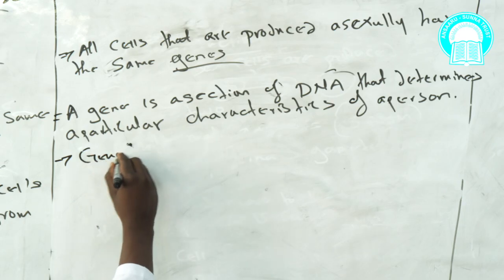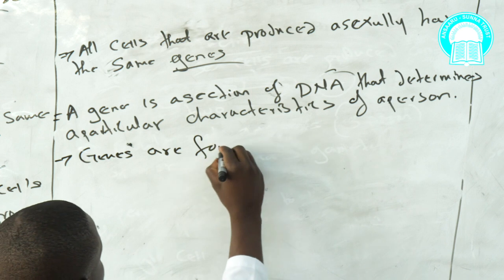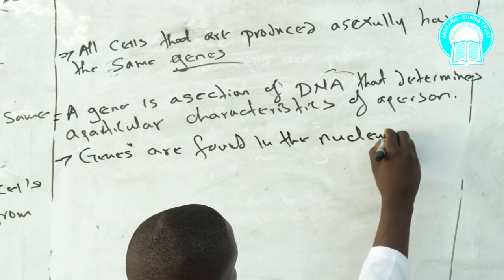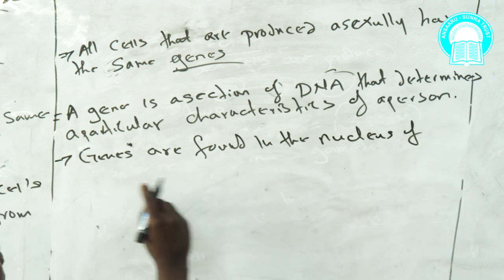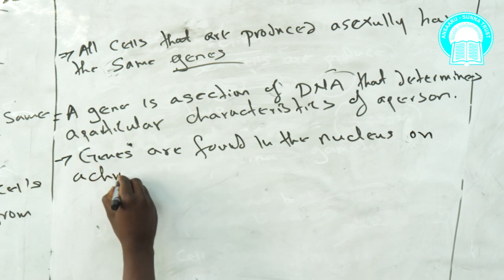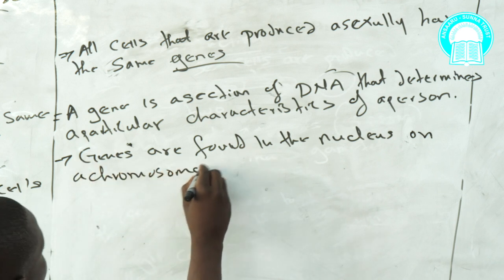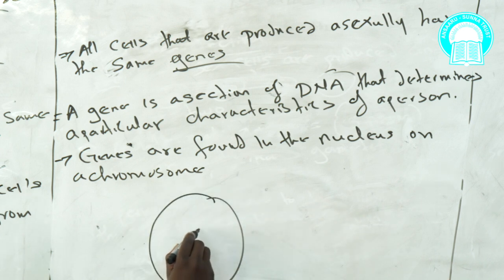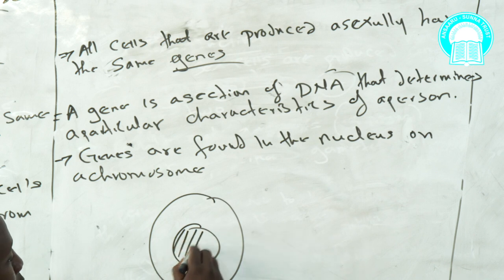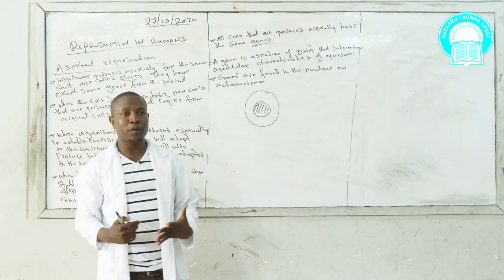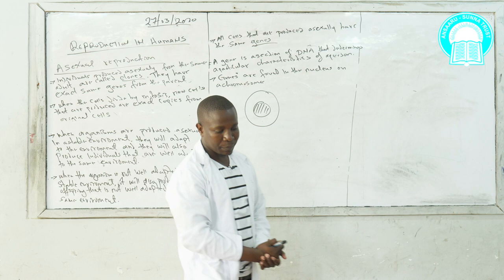Genes are found in the nucleus of a cell on a chromosome. So here we have our cell, and inside the cell we have a cell organelle called the nucleus. Inside the nucleus is where you have what? Genes. And I've been told that the genes are found on what? On a chromosome.